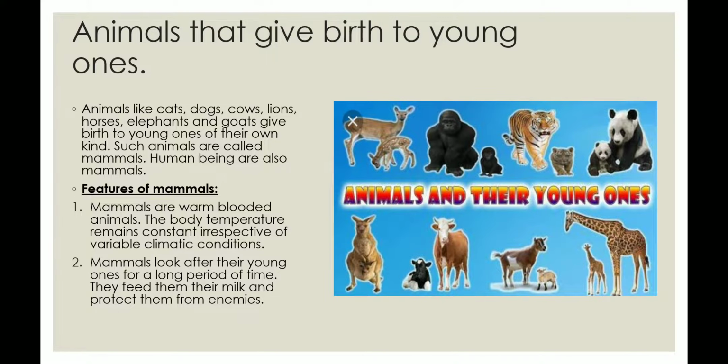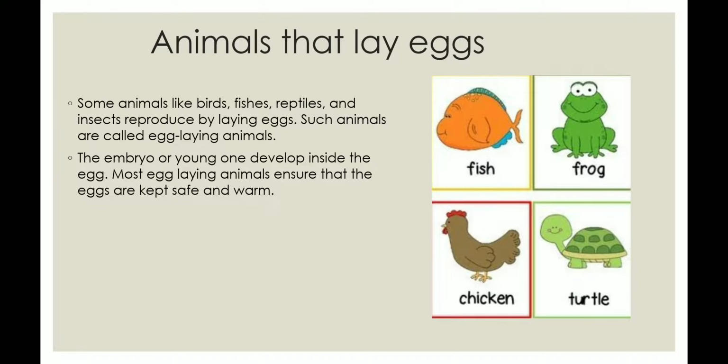All right. Now next, animals that lay eggs. Now we will learn animals that lay eggs. Some animals like birds, fishes, reptiles and insects reproduce by laying eggs. Such animals are called egg-laying animals. As you have seen in that video that I have given you, animals such as birds, fishes. In this picture, you can see fish, frog, chicken, turtle. All these animals, they lay eggs. And such animals that lay eggs are called egg-laying animals.